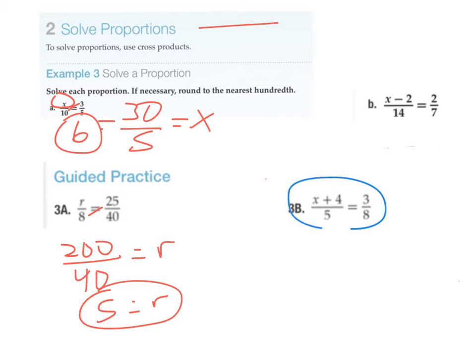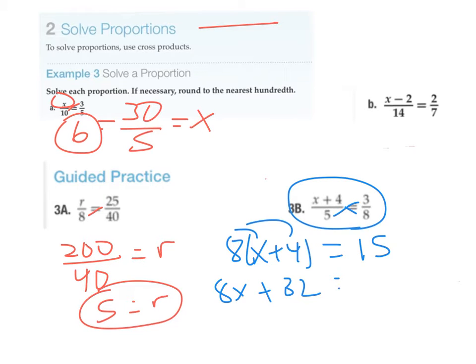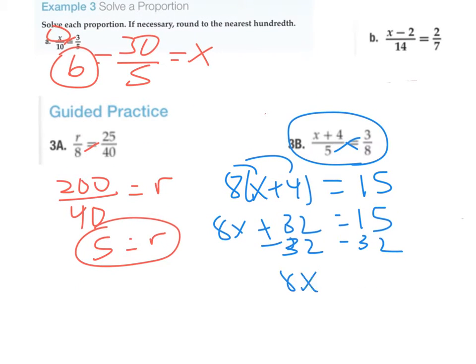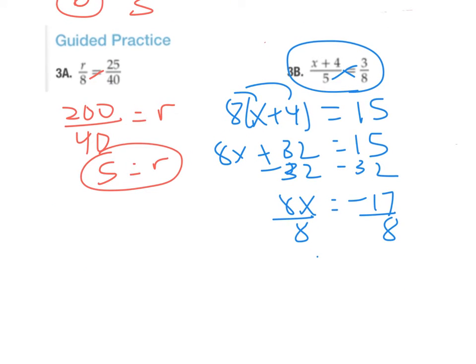The same thing for this one. We're going to cross multiply. So 8 times x plus 4, so I can do the distributive property, and then 5 times 3, which is 15. So then I distribute, and I get 8x plus 32 equals 15. Now I subtract 32 from both sides, and I get 8x equals 15 minus 32, which is negative 17. Divide by 8. So x equals negative 17/8. You don't need to divide the fraction out in this problem, and there's our answer.